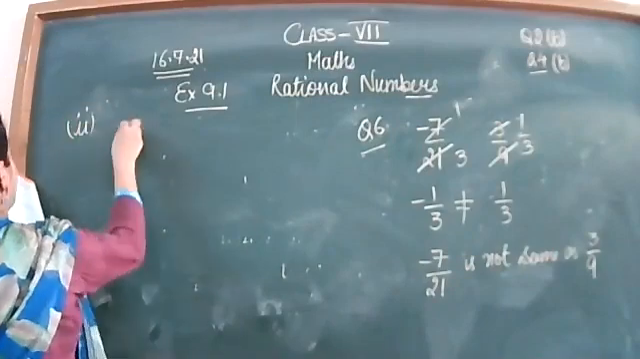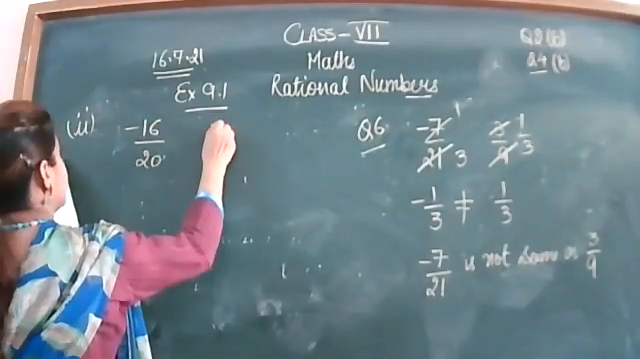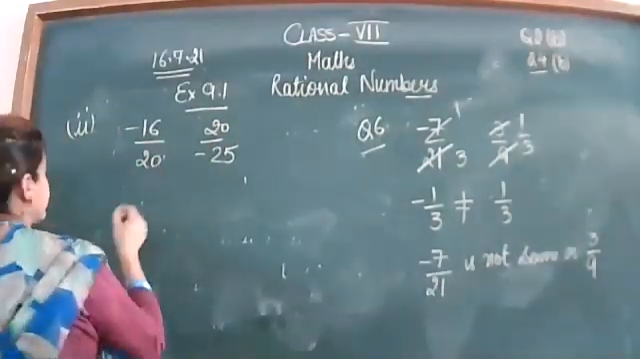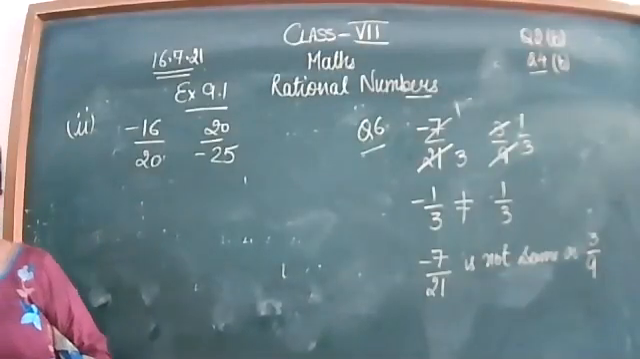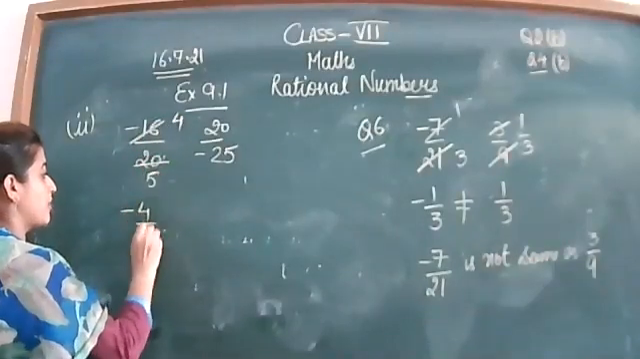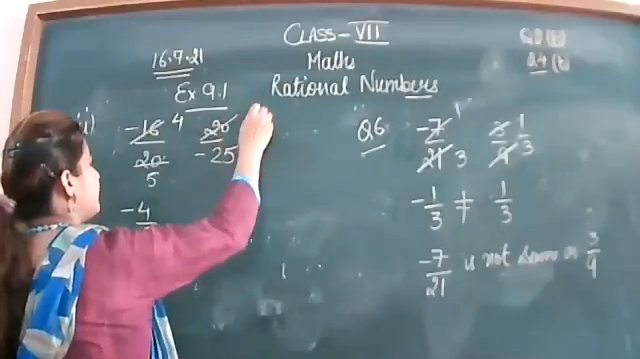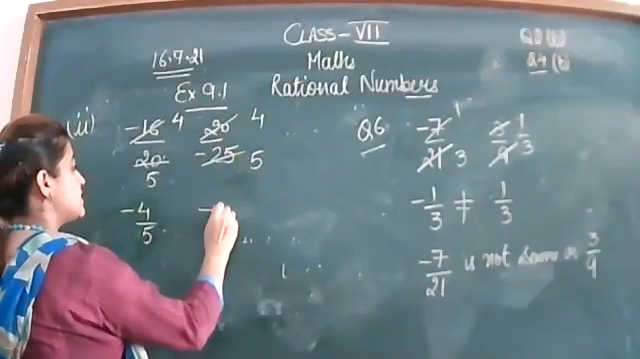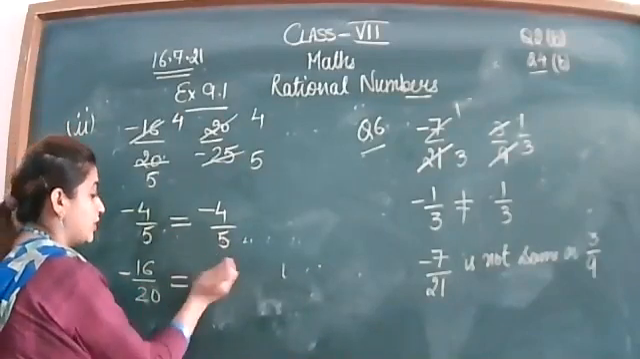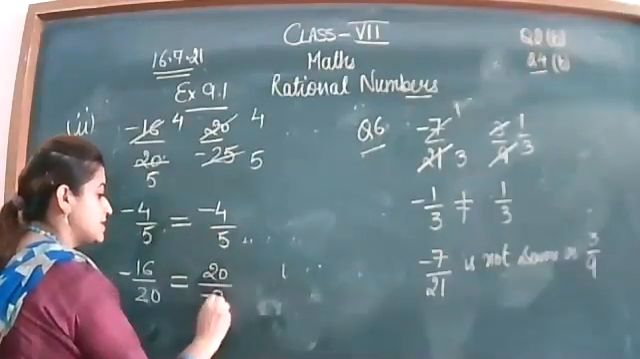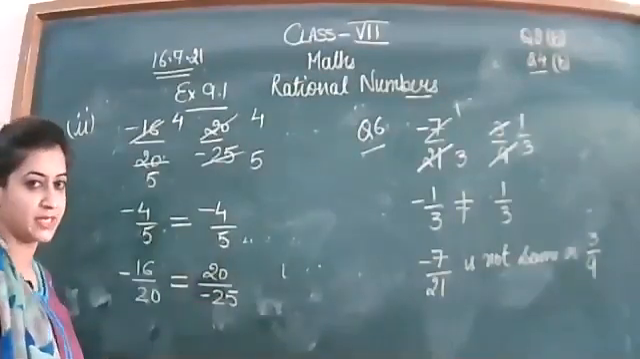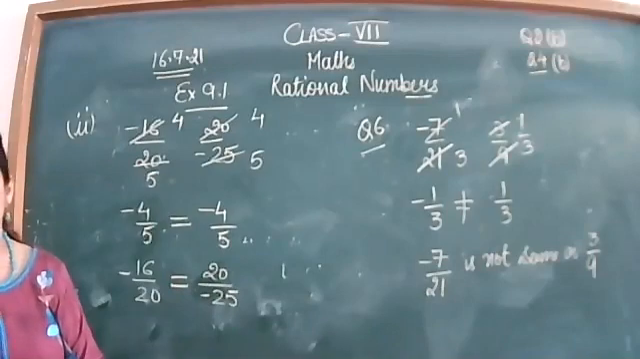Second part, -16/20, 20/-25. कटिंग करो इसकी, 4 से कटिंग हो रही है. 4 4s are 16, 4 5s are 20, -4/5. इसकी 5 से कटिंग हो रही है. 5 4s are 20, 5 5s are 25. Answer is -4/5. They are same. Yes, -16/20 is equal to 20/-25. Minus you can put anywhere, either in the numerator or in the denominator. Both are same. So 2 parts I have done. So please start third part.